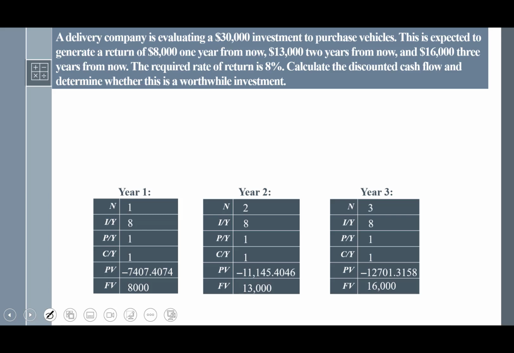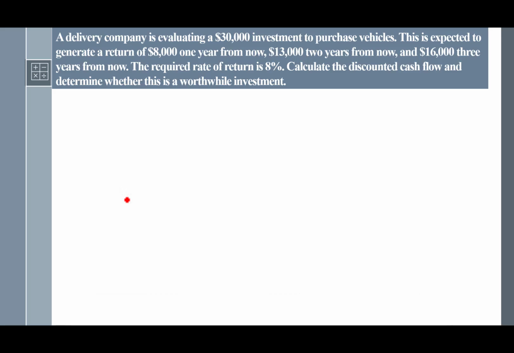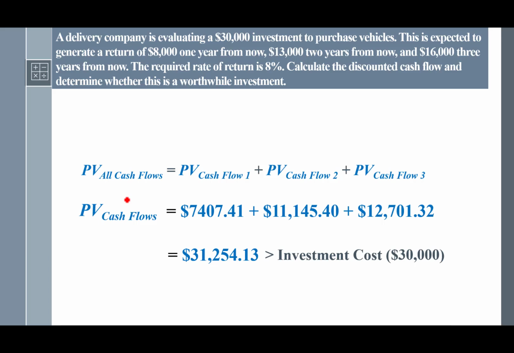Interest rate is the same, PY and CY is the same. The difference is the future value is different. You can see between these 3. And of course, N for each one of them is also different. But we're not doing that. So this is the present value of all of them. And you can see that it's greater than 30,000, which means it's a sound investment. It's a good investment.